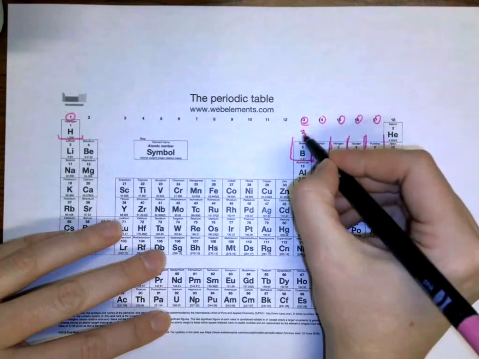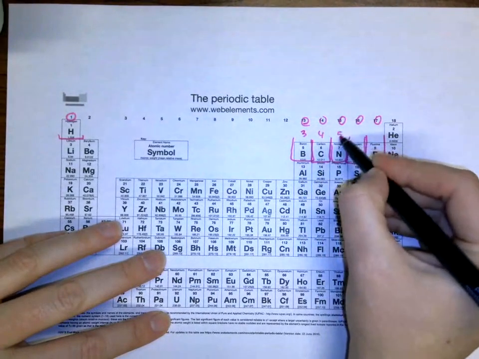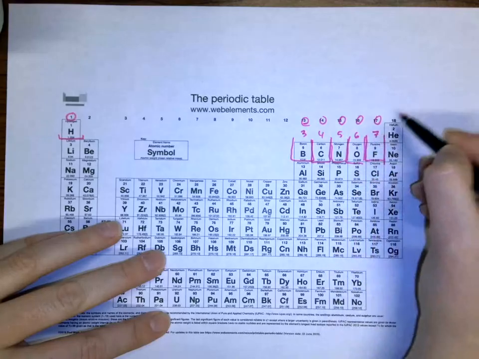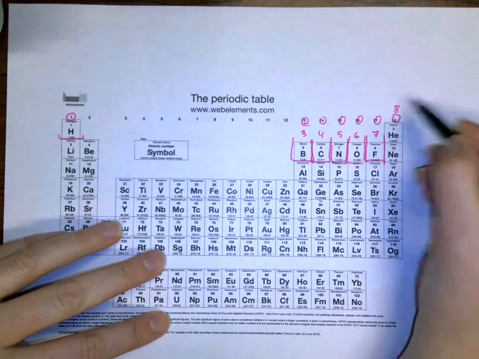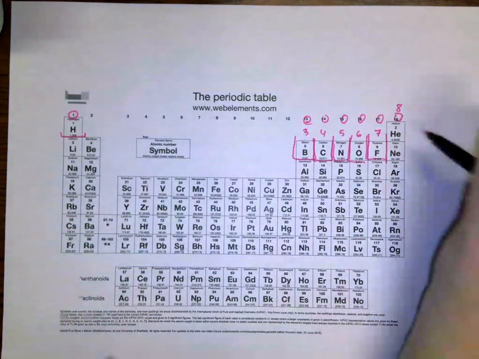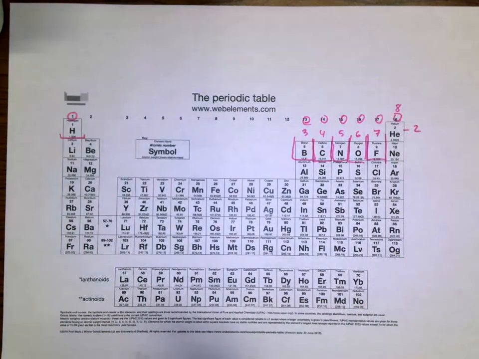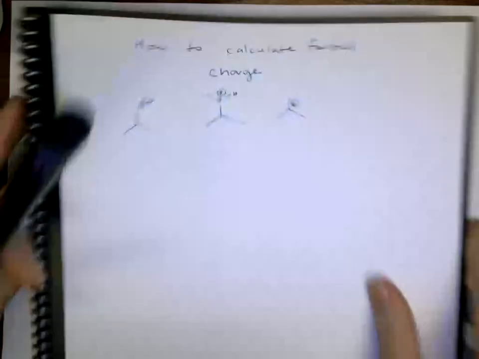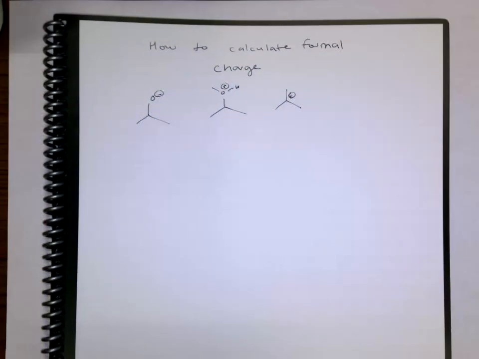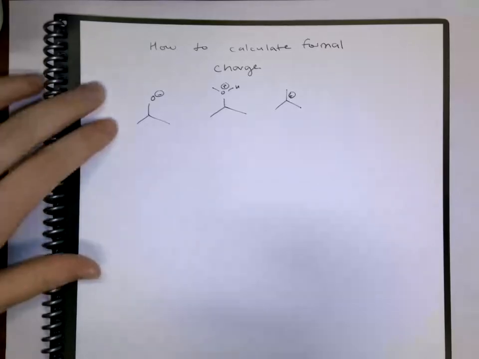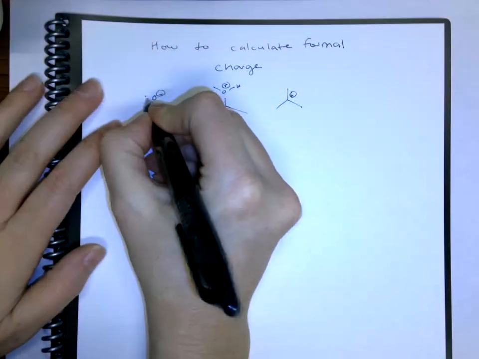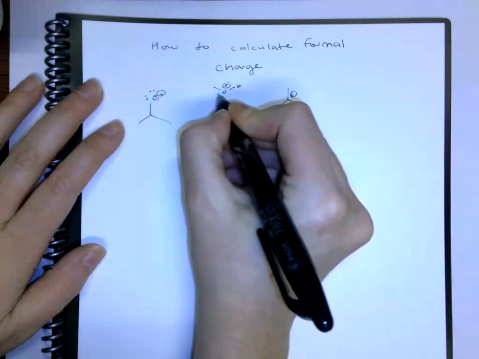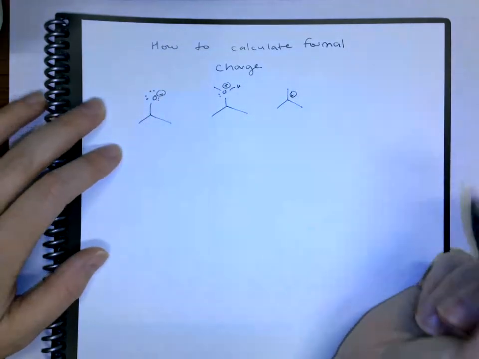All of the things in this column have 3, this one has 4, this one 5, this one 6, this 7, and then 18, so these have 8, except helium has 2. If it naturally comes with that many valence electrons, that's what you start with. So going back to our examples over here, actually I'm going to draw in the lone pairs, because there are also implied lone pairs a lot of times.